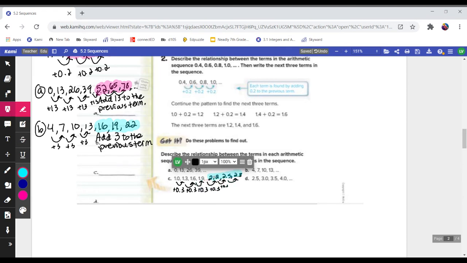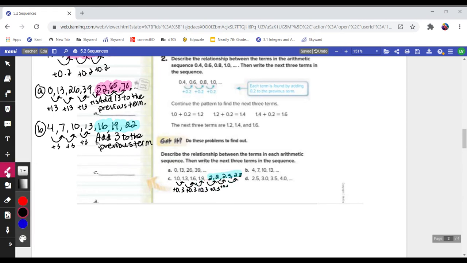Once again, I am answering the second part. So to describe the relationship, you add 3/10 to the previous term.